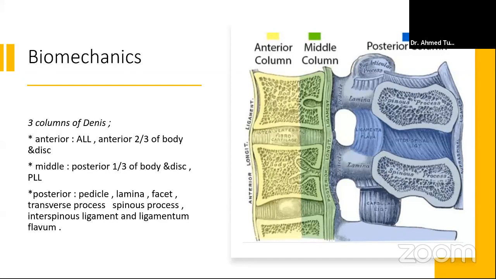The middle column includes the posterior one-third of the body and disc plus the posterior longitudinal ligament. The posterior column includes the pedicle, lamina, facet, transverse process, spinous process, interspinous ligament, and ligamentum flavum.